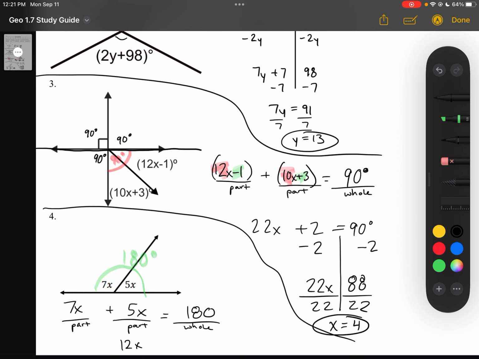So putting these things together, we're going to put 12x equals 180. We do want to divide each side by 12. And after dividing by 12, we get a final answer of x equals 15.